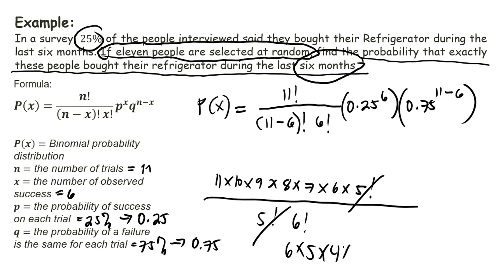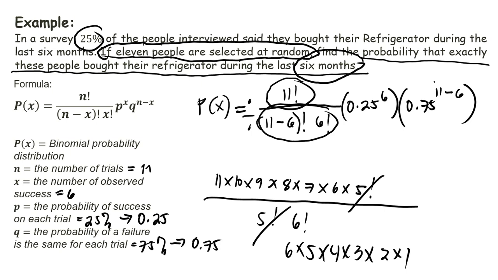6 times 5 times 4 times 3 times 2 times 1. Okay? So, perform the operation. Ito po, i-erase nyo lang siya sa 6. Tapos, etong 11 minus 6 which is 5. So, isa-solve nyo po muna yung nasa numerator. Isa-solve yung nasa denominator. Pagkatapos nyan po, i-divide yung dalawa. Pagkatapos ma-divide, i-multiply sa answer ni 0.25 raised to 6 at i-multiply ulit sa answer ni 0.75 raised to 5.